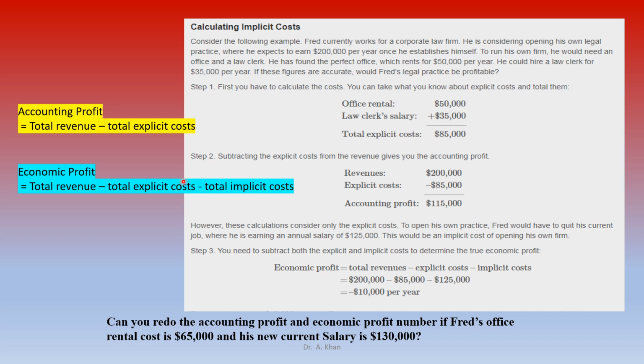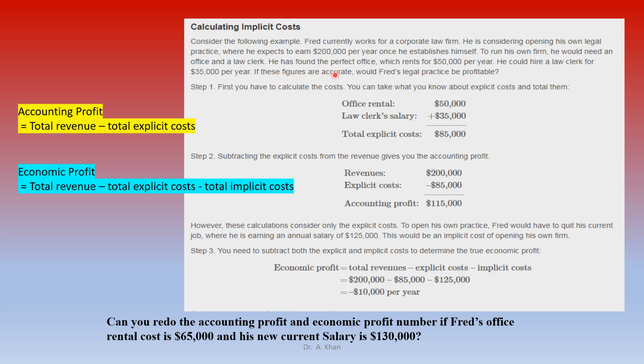So let's read along. Fred currently works for a corporate law firm. He's considering maybe he should give up his job and start his own legal practice. In his legal practice, he expects that he will earn $200,000 a year, and in order to run his legal practice, he would need an office space and a law clerk.